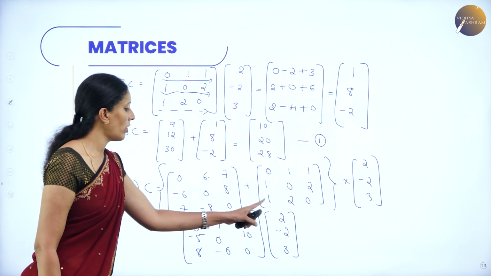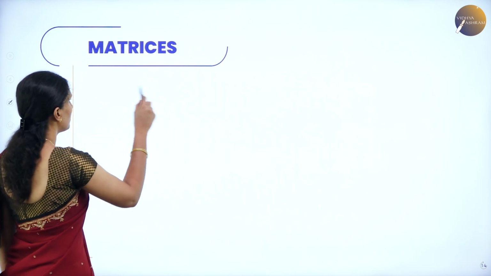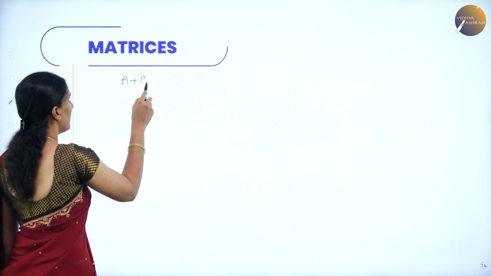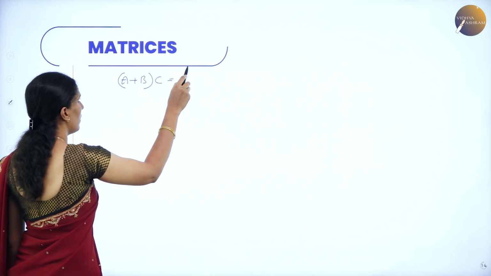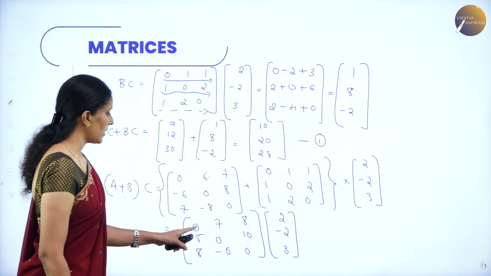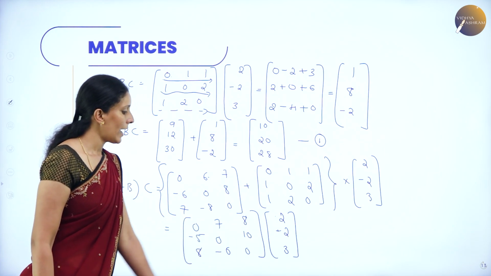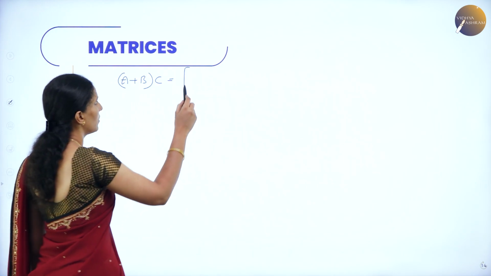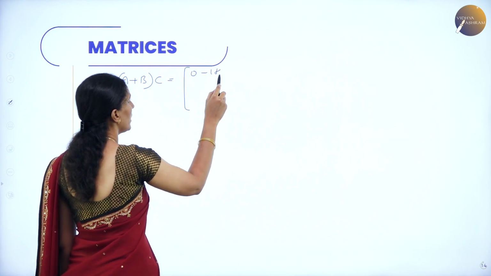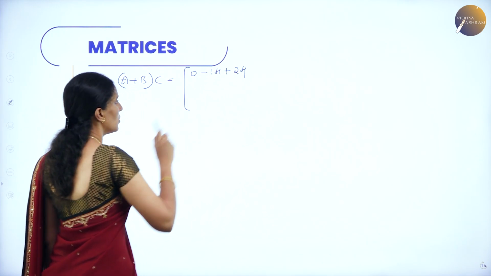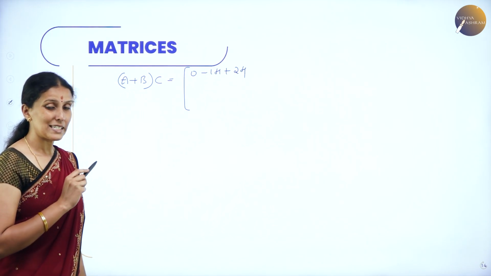Now let us multiply this with 2, minus 2, 3. So first row into first column. So we get (A plus B) into C is equal to, so 0 into 2, 0, 7 2s are 14, 8 3s are 24. So 0 minus 14 plus 24. So first row into first column element is done.